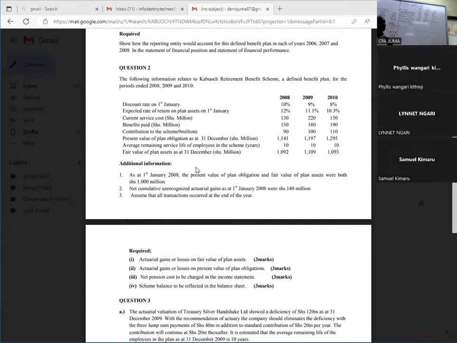So get the closing figures. So carry down 28. What is 28? 11. 1141. 209. 2010. 95.